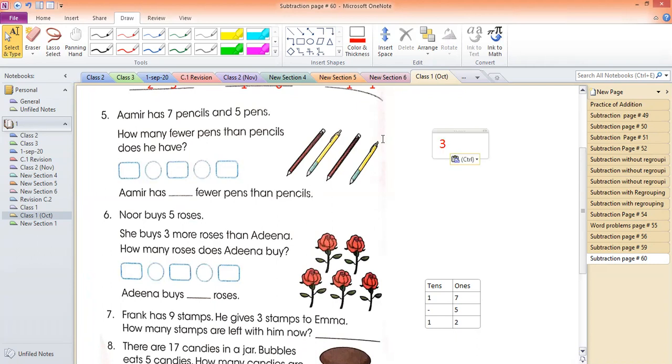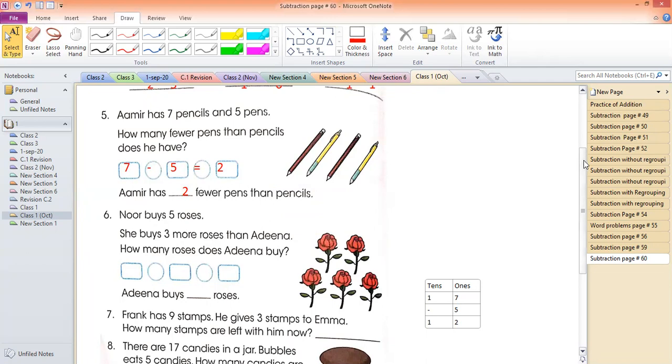So you will write 7 minus 5. 7 minus 5 is equal to 2. Write it in your book, please. Okay. And Amir has 2 fewer pens than pencils. This is the answer.